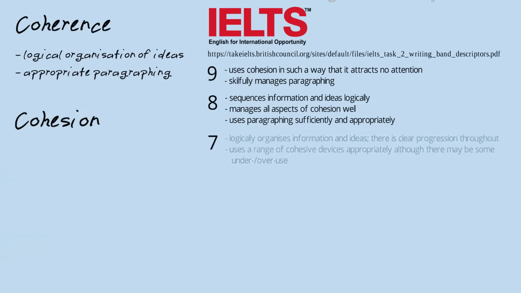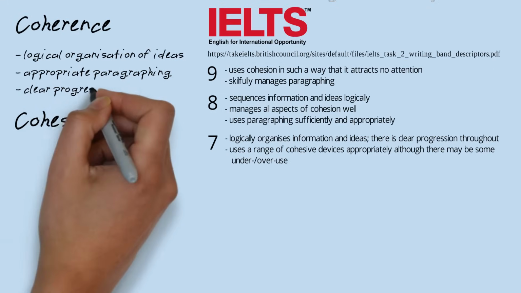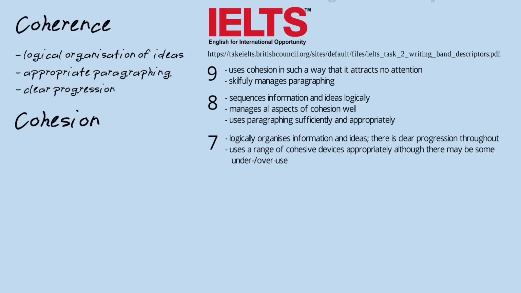These are the criteria for Band 7. Logically organizes information and ideas. There is clear progression throughout. Uses a range of cohesive devices appropriately, although there may be some under or overuse. So in terms of coherence, we have clear progression. And these are all things I talked about earlier. Logical organization, having clear paragraphs with clear topic sentences, and clear progression.